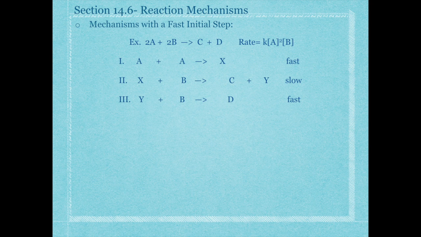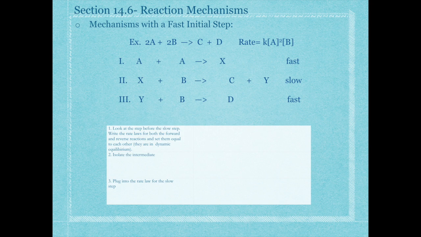Now, here's where the issue lies. Based on what you learned in the previous lesson, what you should be able to do is simply take step 2, that elementary step, and use its molecularity in order to determine its rate law, meaning rate equals k times the concentration of X times the concentration of B. Well, what you should notice is that X is actually an intermediate, and you cannot use an intermediate in your final rate law. And so what we're going to need to do is use the fact that step 1 is in equilibrium to our advantage. So let's look at these steps.